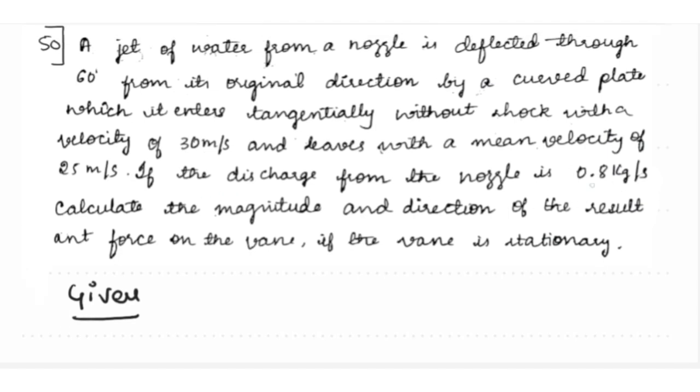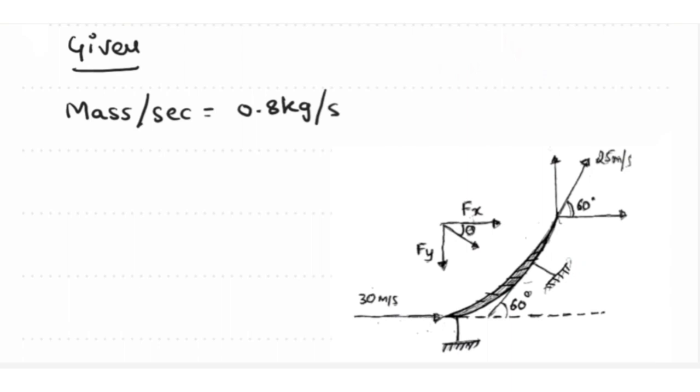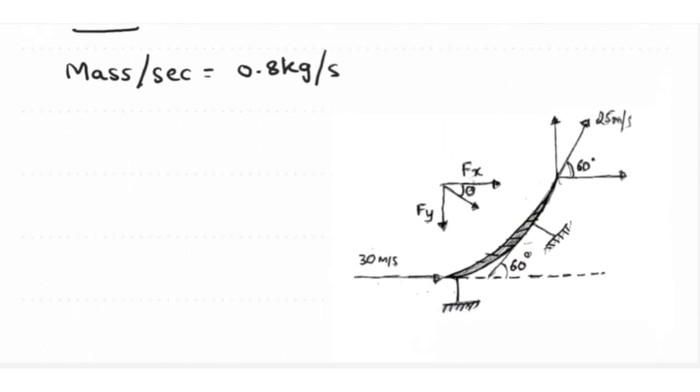If the discharge from the nozzle is 0.8 kg per second, whenever we solve the problem we write it as mass per second. So mass per second is equal to 0.8 kg per second. We have to calculate the magnitude and the direction of the resultant force on the vane if the vane is stationary. So we have drawn here the vane is stationary, so it is fixed. So let us get the equation and solve this problem.